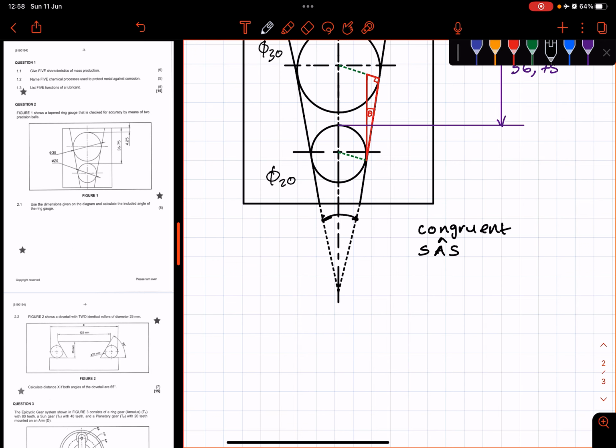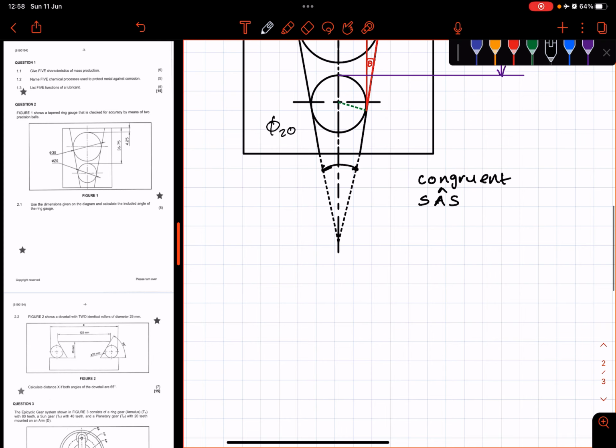So the sides being what? Being the 2 tangents. Now the angle thereof is called what? It is called the included angle, which is what we're looking for. The included angle is denoted as I.